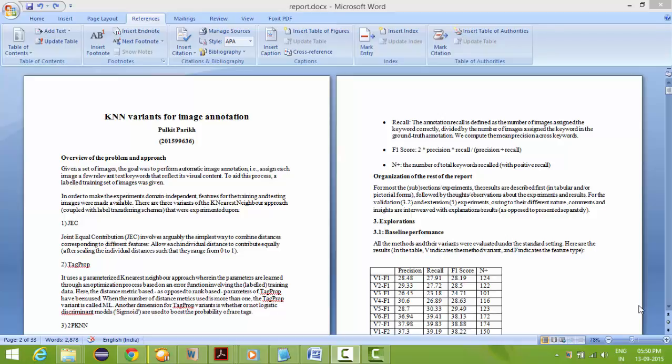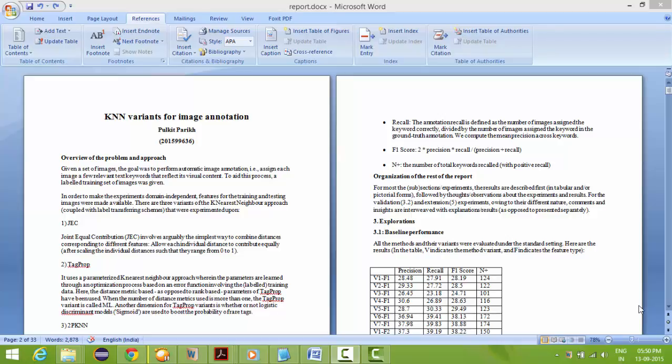Joint equal contribution involves arguably the simplest way to combine distances corresponding to different features. All we have to do is to allow each individual distance to contribute equally to the final distance. The only thing that we have to ascertain is that the individual distances are scaled such that they range from 0 to 1.